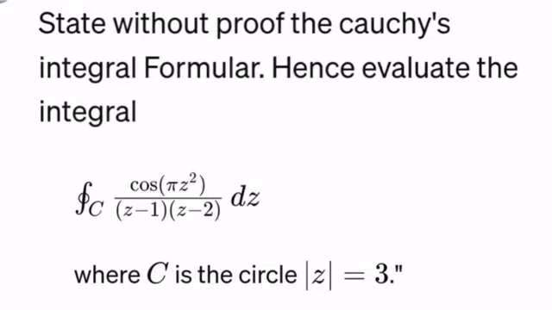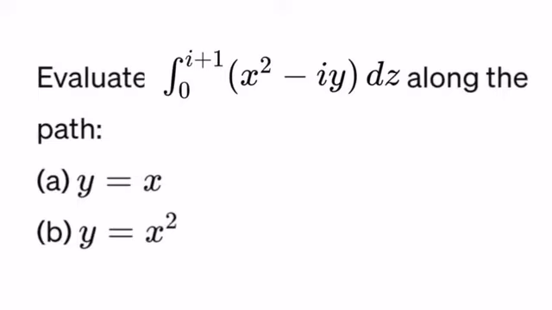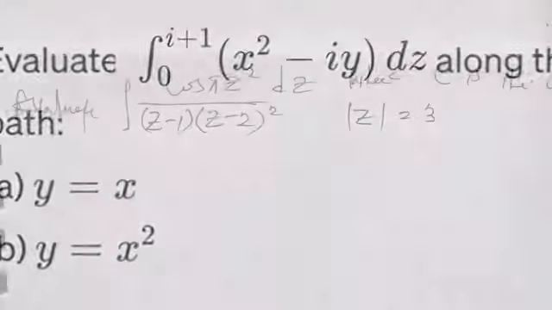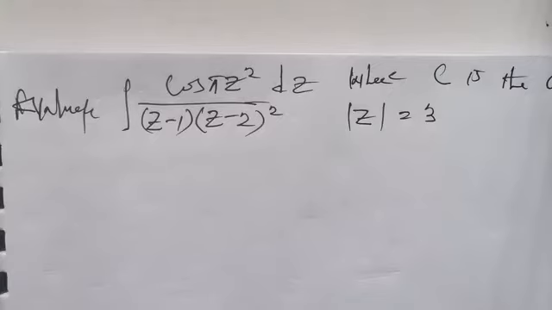That's question 1A. Whereas the B part says evaluate the integral from 0 to 1 + i of (x² − iy) dz along the path y = x². So let's start with the A part of the question.